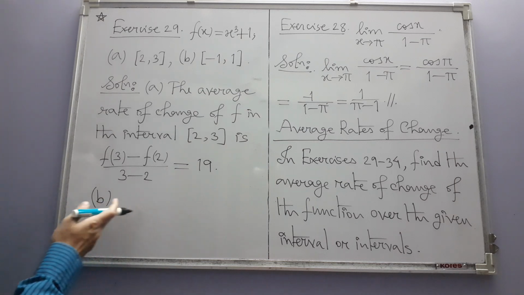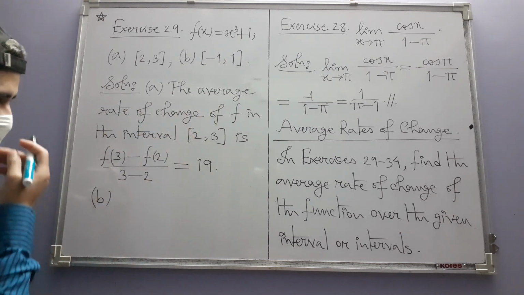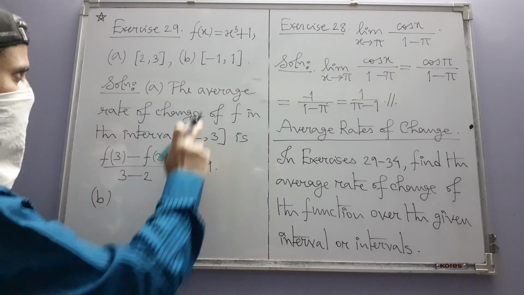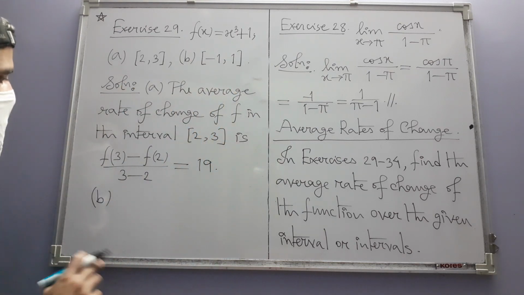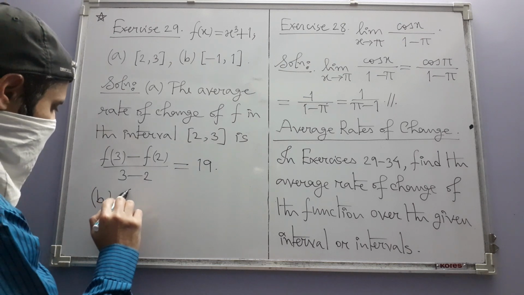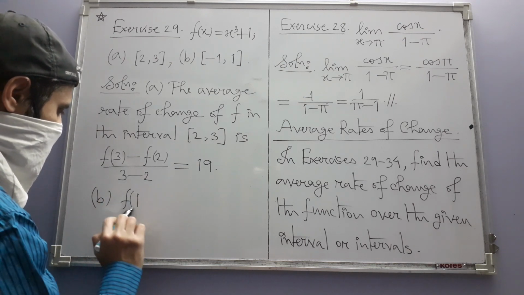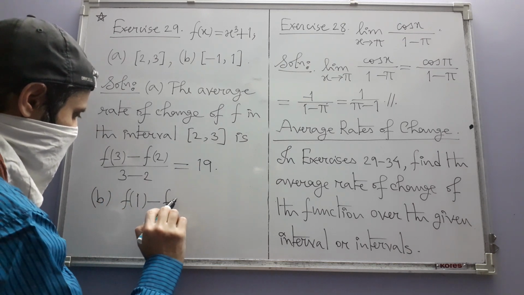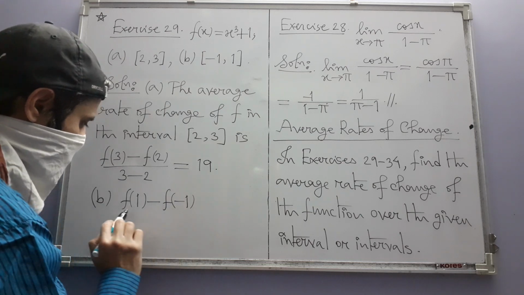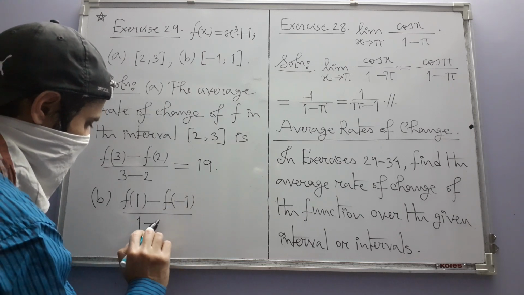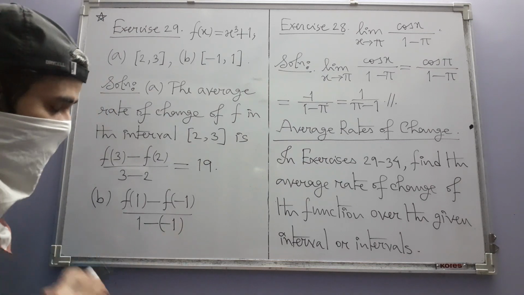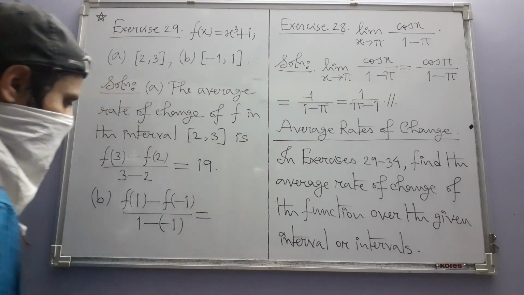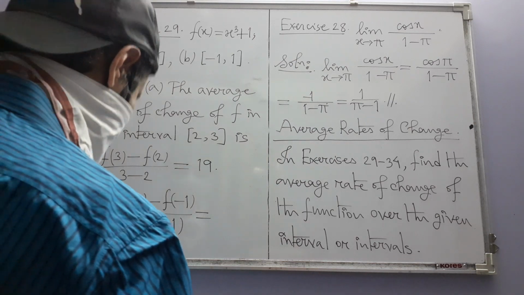Similarly, in part B, there is no need to keep on writing the same thing, because that's what it's going to be. Just in place of this interval, you are going to write this interval now, and the value is going to be f of 1 minus f of minus 1 divided by 1 minus minus 1. That means you have 2 in the denominator, and here the value, I think it is 1. Yes.